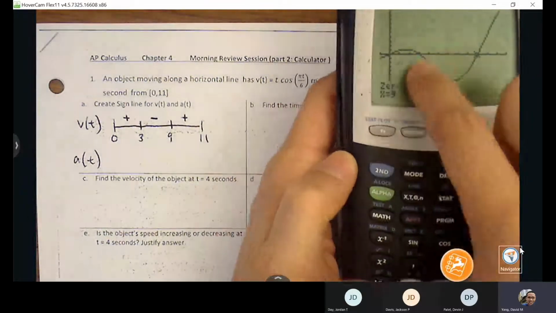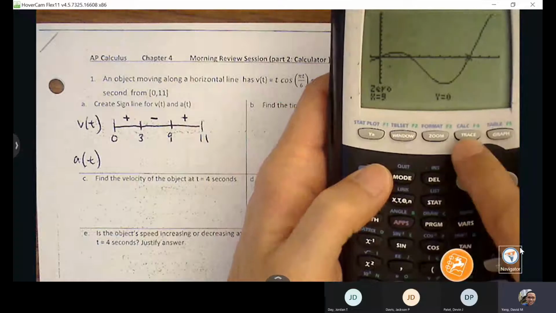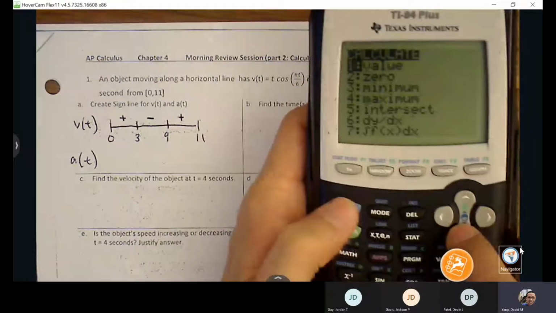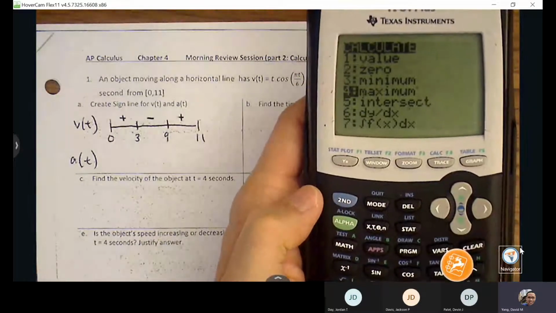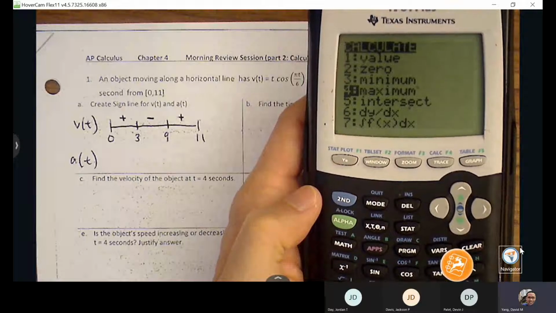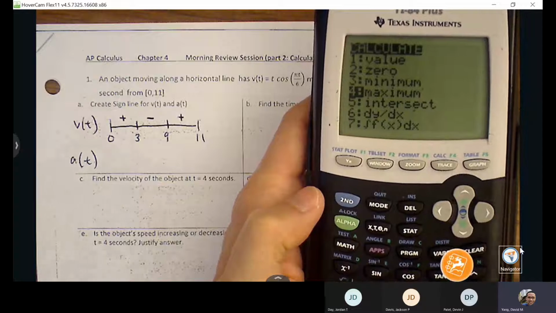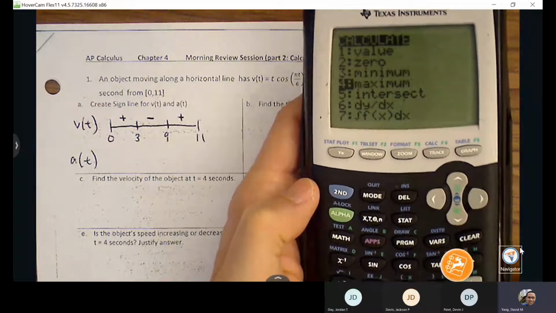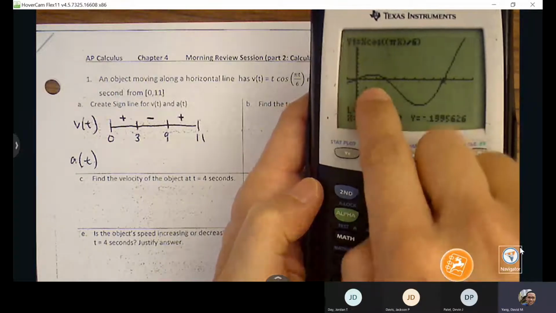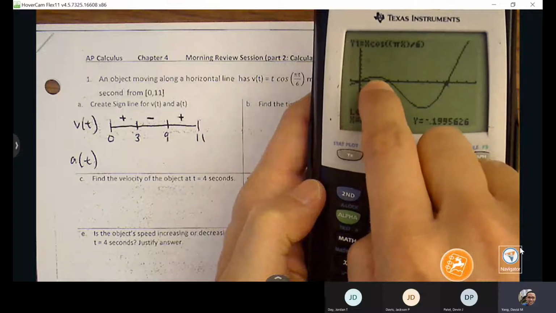If I want to find a relative max on the graph, I have another feature under second trace, not 0, but you can choose max. All maximum does is it allows you to look for a relative max if you just pick a point to the left and to the right of your relative max. So if you click on relative max, I want to look for that relative max here.